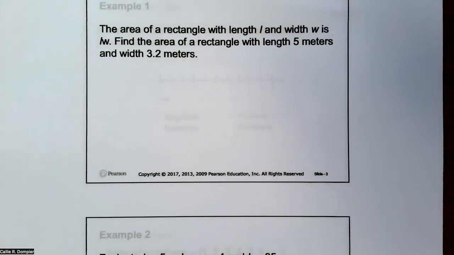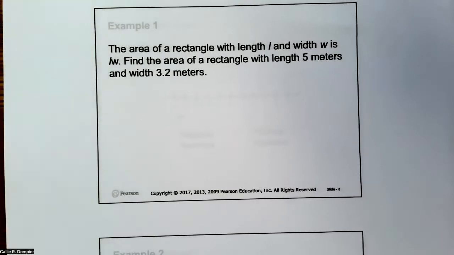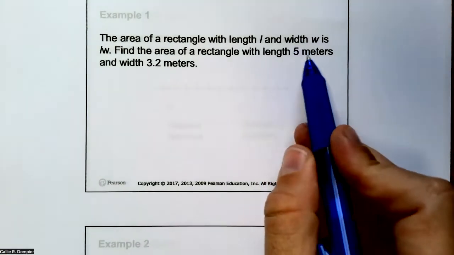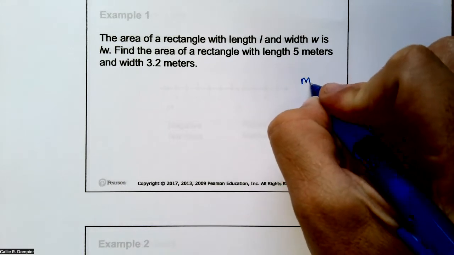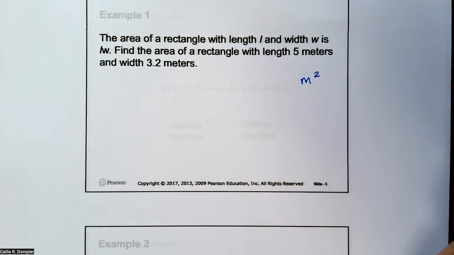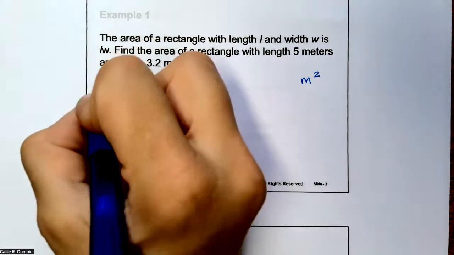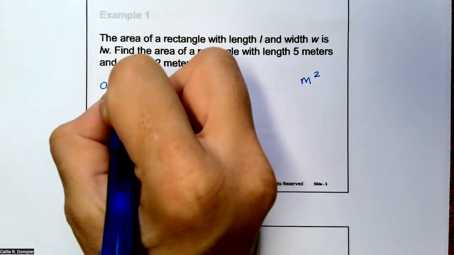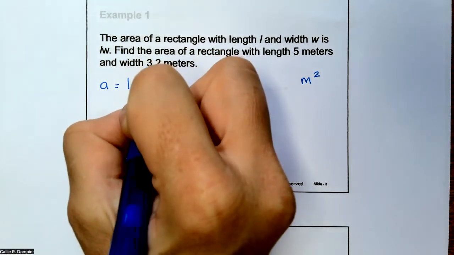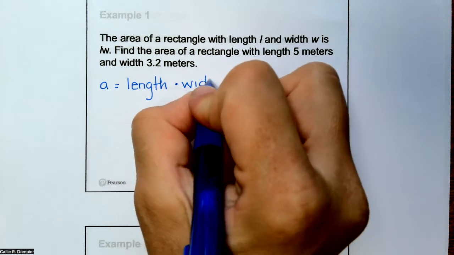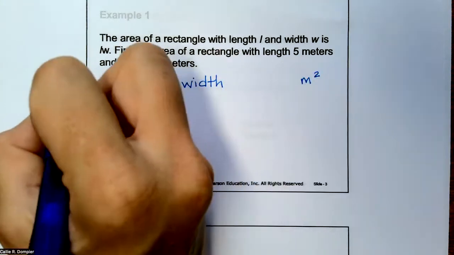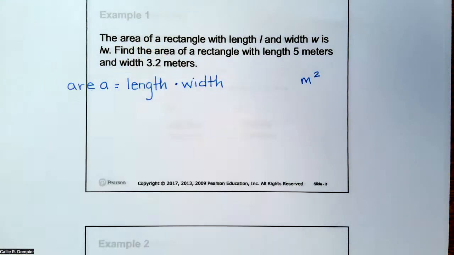For example one, they're asking us to find the area of a rectangle. So we have the length in meters, the width in meters, and our area will be in meters squared because we're asking how many square meters make up this rectangle. The area is the length times the width. I guess I should say area is length times width.